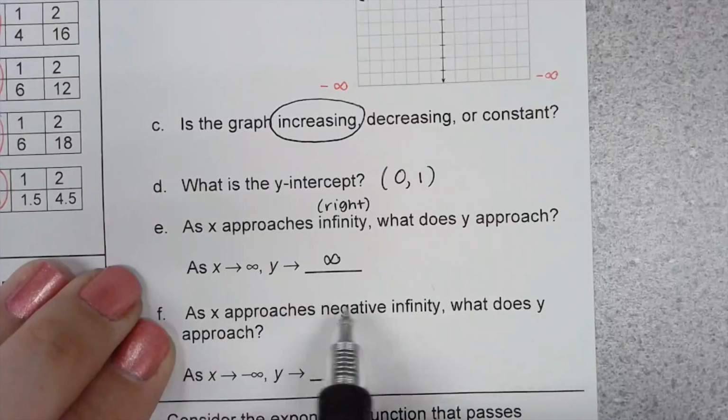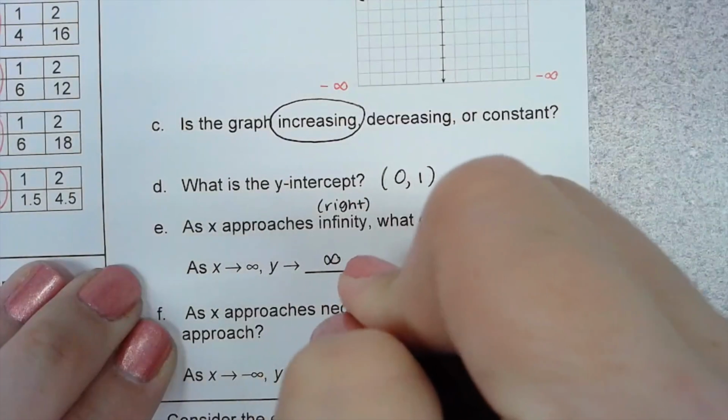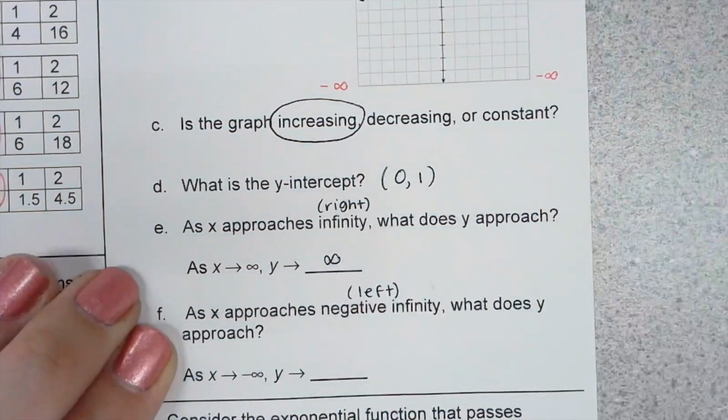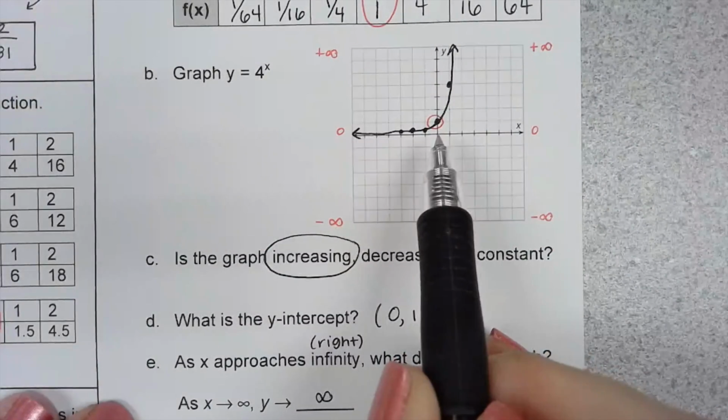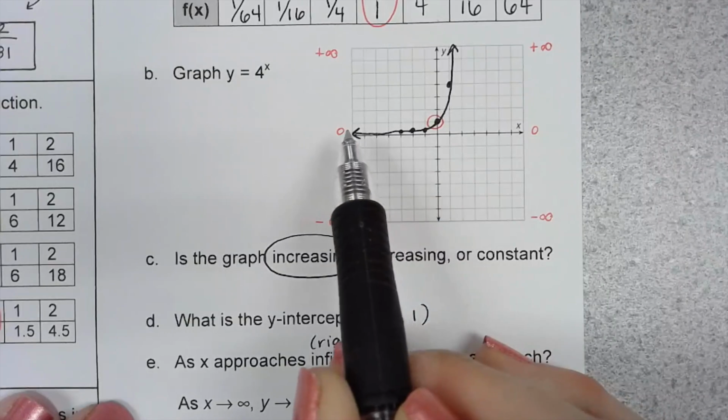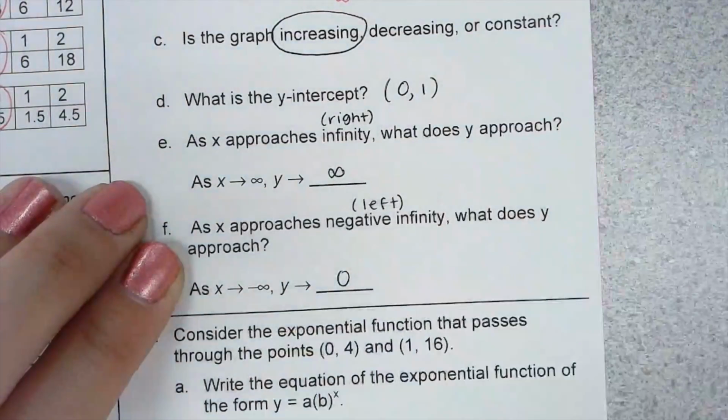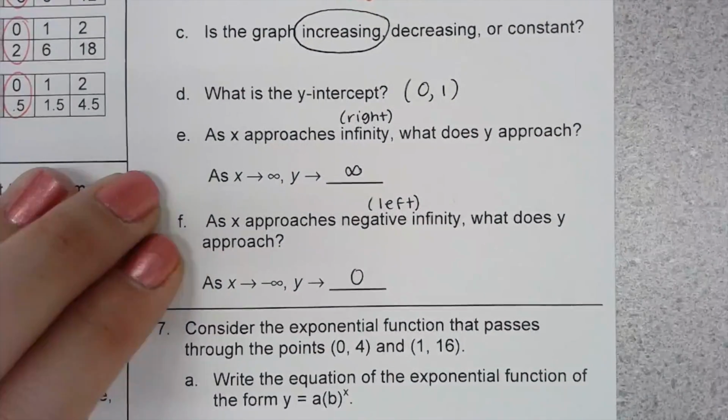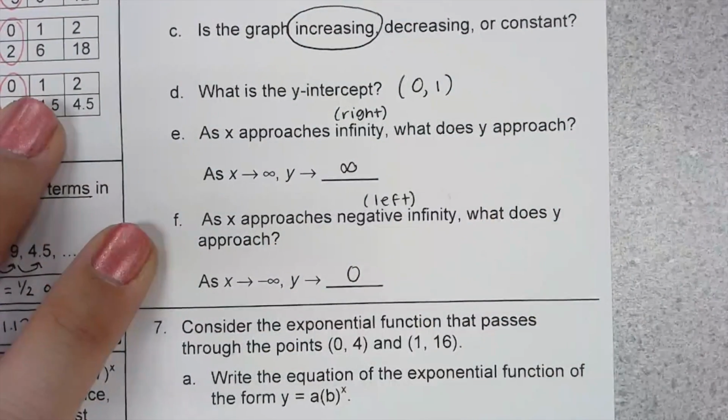Question F says, as x approaches negative infinity, and so that means as x goes to the left, what does y approach? And so from the middle of your paper, as you move your pencil to the left, the graph is getting closer and closer and closer to the number 0. So y approaches 0 as x approaches negative infinity. These describe the end behavior of the graph.